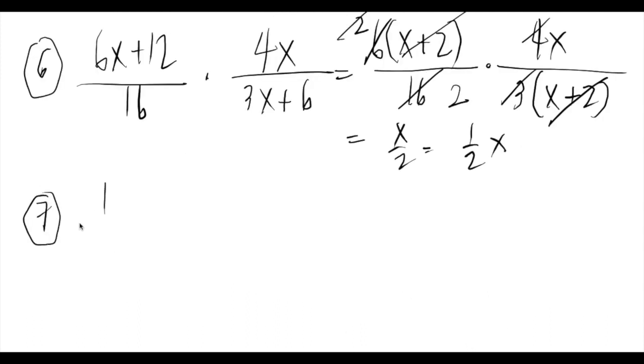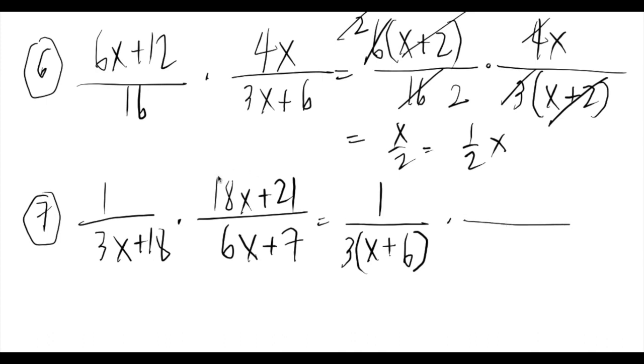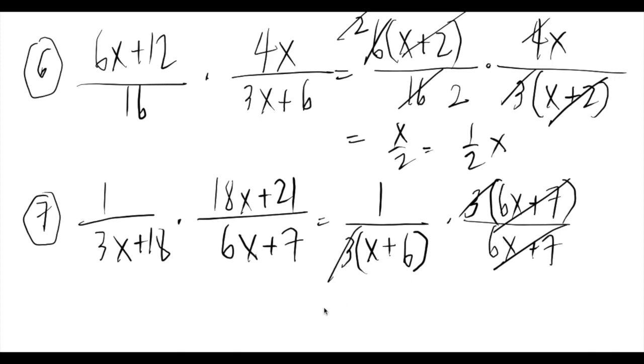Number 7. 1 over 3x plus 18 times 18x plus 21 over 6x plus 7. 1 pa rin yan. Ito divisible by 3 pareho. 3 times x plus 6. How about this one nasa taas? Divisible by 3 din pareho. So, that's going to be 3 times 6x plus 7. 6x plus 7 pa rin dito sa denominator. Magka-cancel itong dalawa. Ito rin, 3 and 3. May iwan sa atin is 1 over x plus 6.